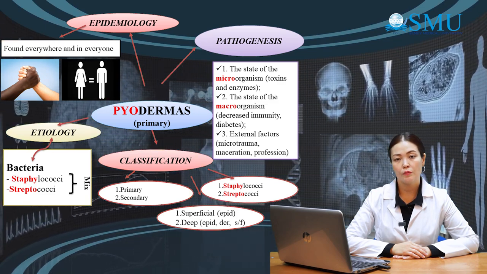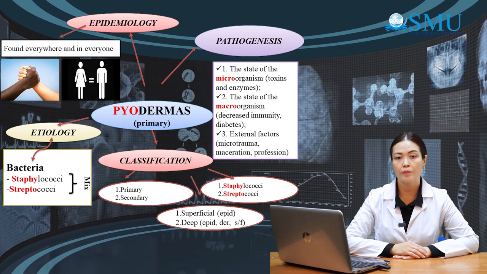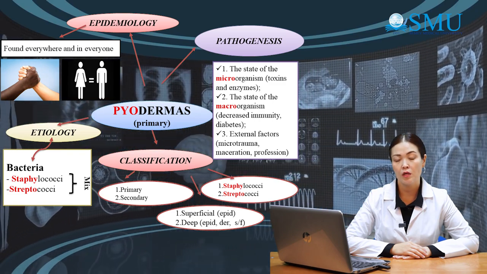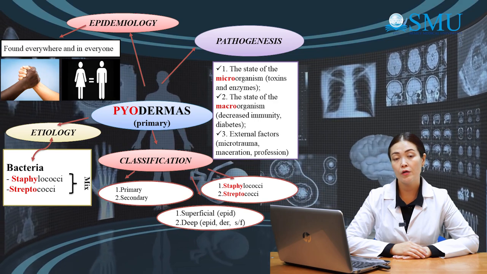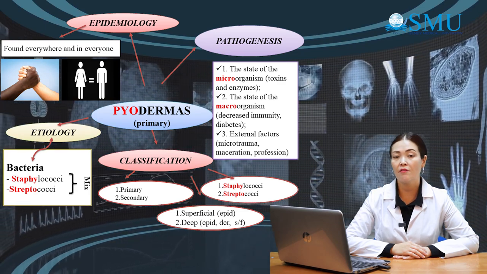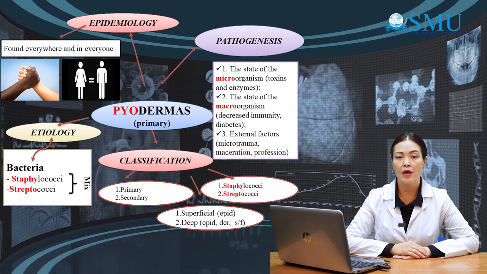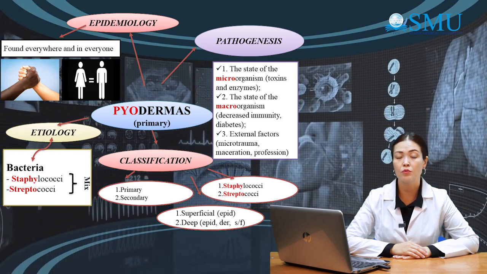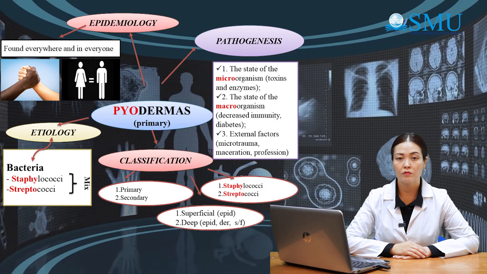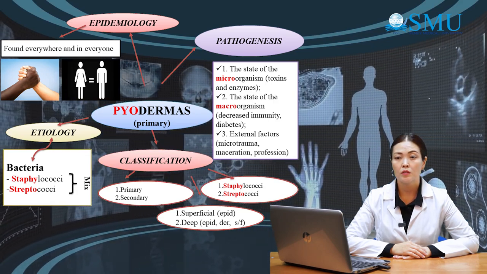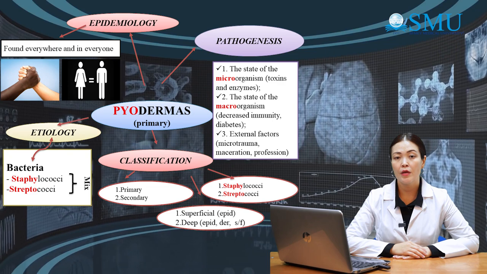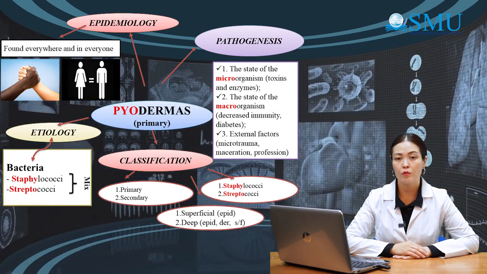Now, what about epidemiology? I hope everybody knows that epidemiology means the spreading of disease in different countries, nationalities, genders, ages, and so on. By epidemiology of pyodermas, we can tell that this group of diseases can be seen everywhere and in everyone. It doesn't matter which nationality you have, Russian, Kazakh, Indian, or Pakistani, all of us have equal chances to have this type of bacterial infection of the skin. Gender doesn't matter either, men and women can equally have this type of disorder. And we also can't say that people of some age have these diseases more often.